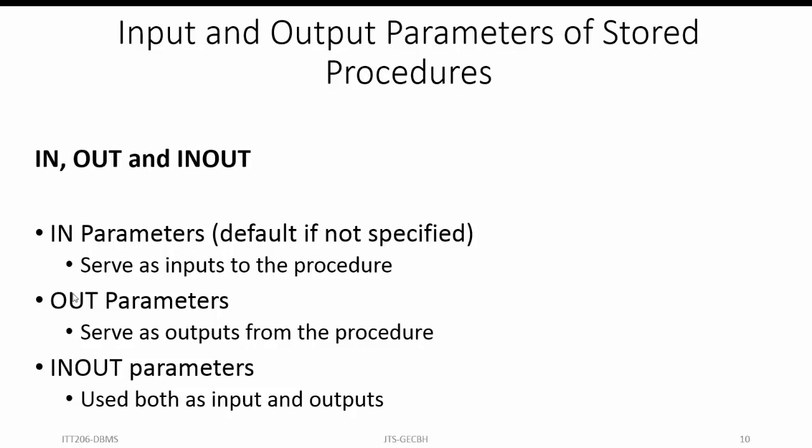In the case of output parameters, it is represented by the keyword OUT, and it serves as the output from the procedure. If we want to retrieve some data from the procedure, since it doesn't have any return statement, we simply use output parameters. Using output parameters we can retrieve data to the place where the procedure is called. Then we have input output parameters, represented by the INOUT keyword, which serve as both the input and the output.